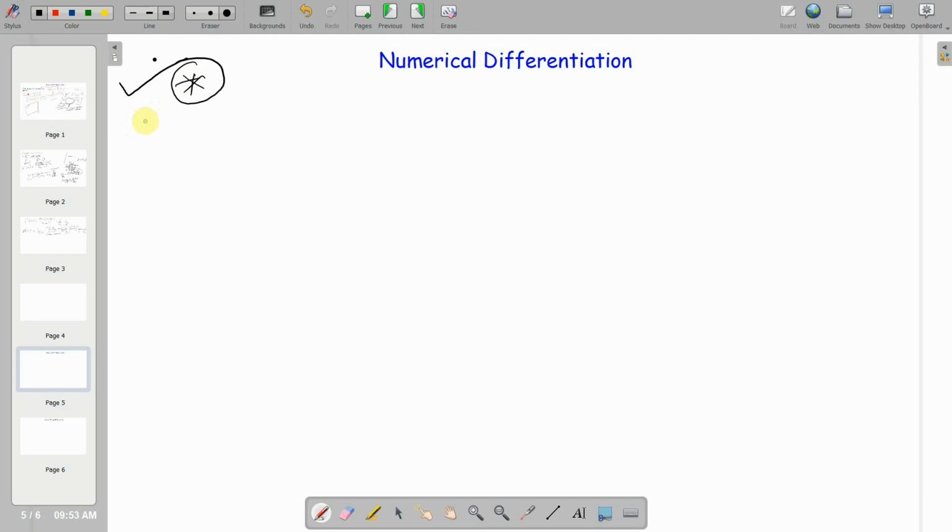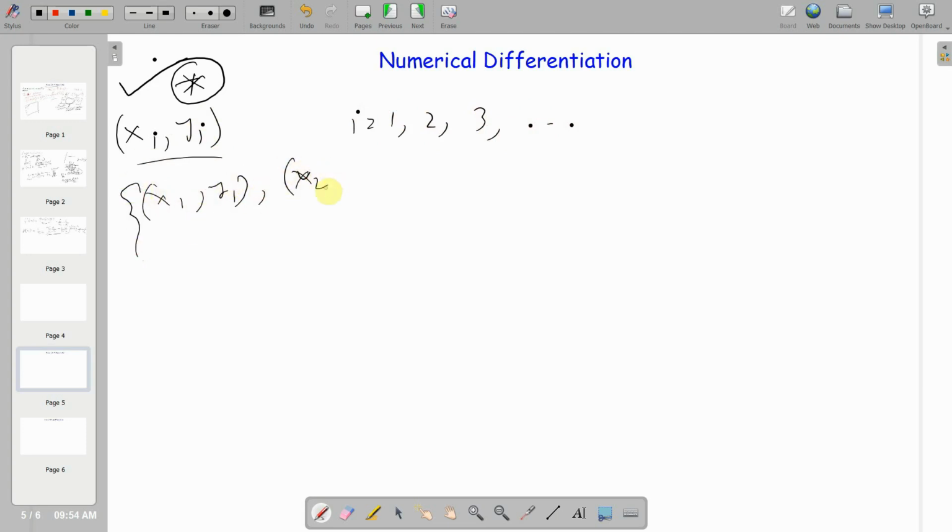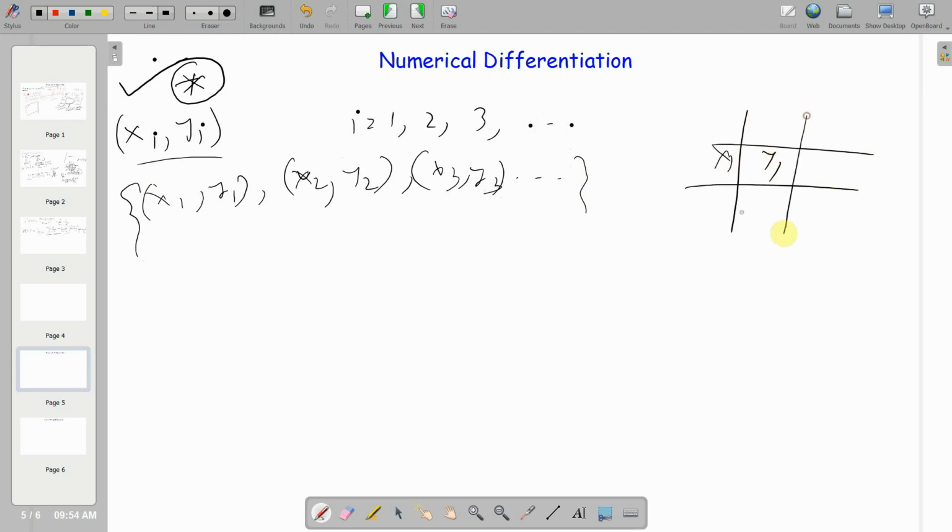I will not include all the derivations, but I will include some key points and key formulas using which you can get your result. So let's consider a set of data points (xi, yi), where i is 1, 2, 3. That means it can be (x1, y1), (x2, y2), (x3, y3) and so on. In tabular form, x1 gives you the value y1, x2 gives you the value y2, and so on.